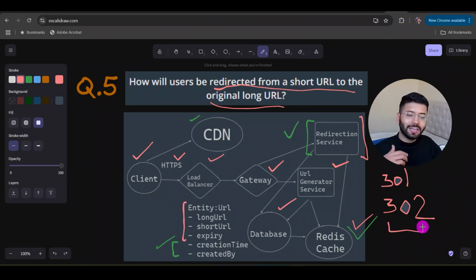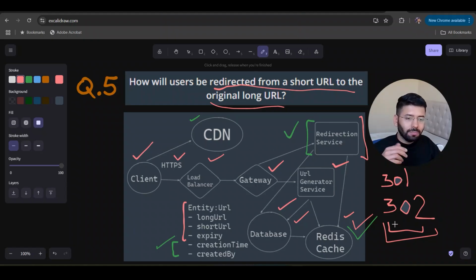In this case, the redirection does not happen directly from the browser cache. As per the system logic, it would go to the Redis cache. If it doesn't get the mapping from the Redis cache, it will fetch it from the database. So the status code 302, the temporary redirect, and all those fundamental things I should have covered while explaining this, and I should have included that in my design diagram. This was an improvement area that I received from the interviewer.